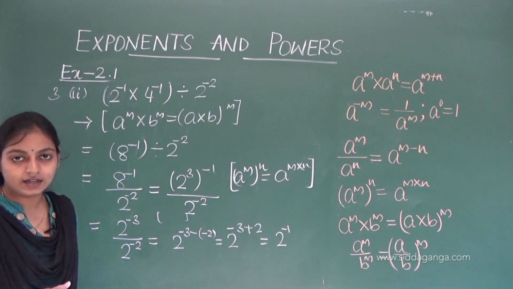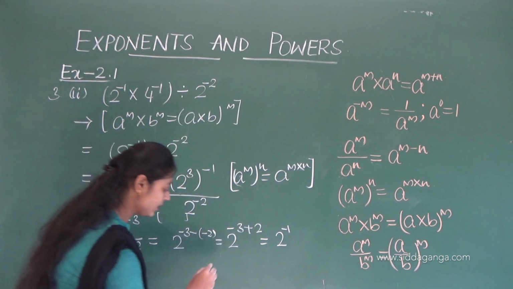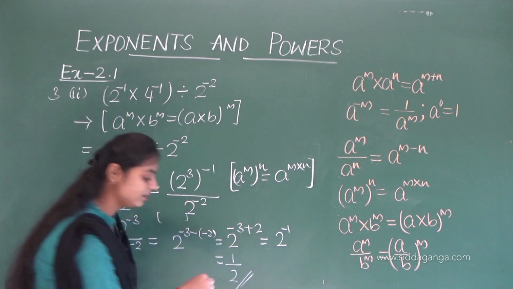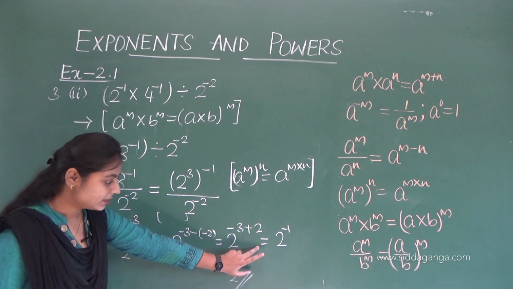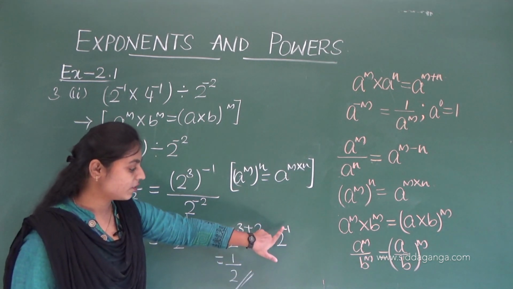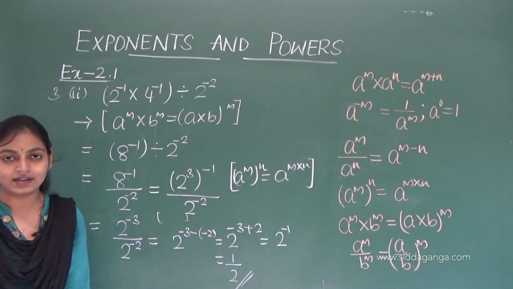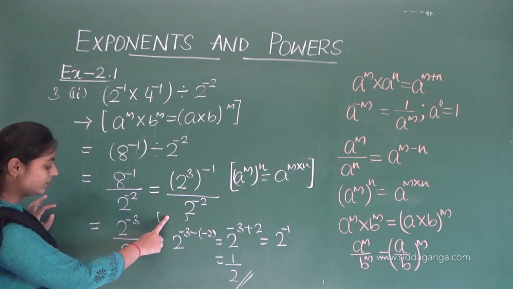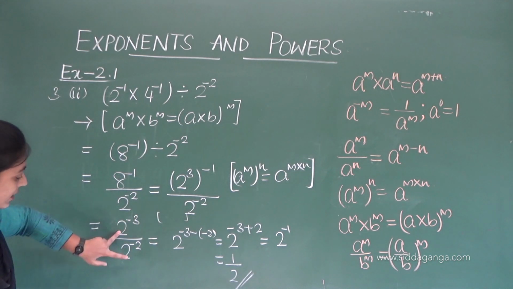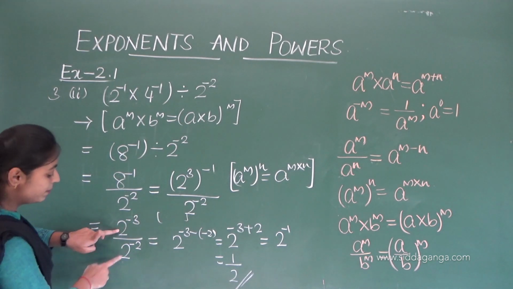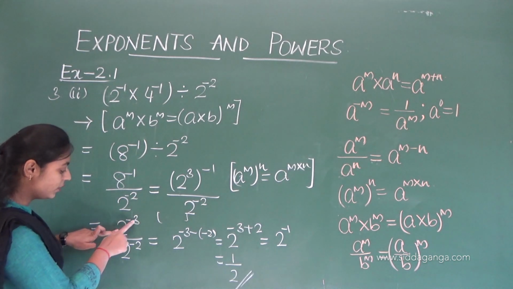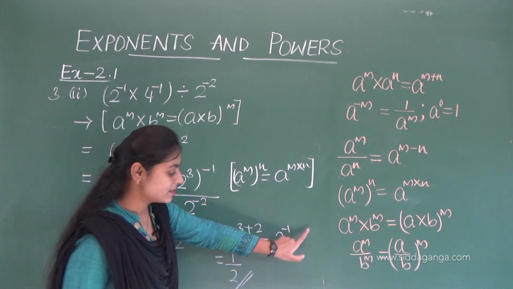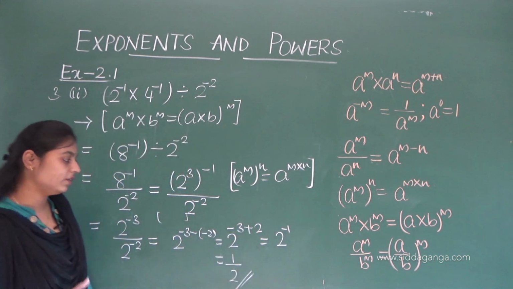So again the exponent is negative, that is 1 divided by 2 to the power of 1, or 1 divided by 2. Here again we write the law: a raised to the power of minus m is equal to 1 divided by a raised to the power of m. Which law did we apply here? a raised to the power of minus 3 by a raised to the power of minus 2, the bases are similar, so a to the power of m minus n.